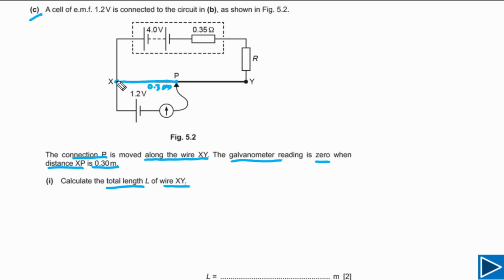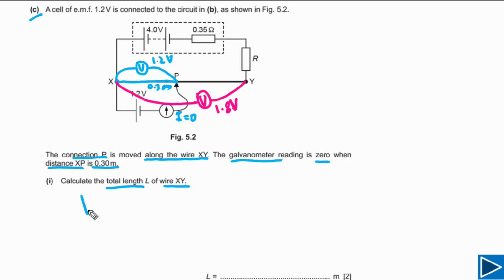If we connect voltmeter across XP, means between X and P, the reading on this voltmeter is equal to 1.20 volts because this galvanometer reading is equal to 0. So this is what question is telling us. What we need to do is we need to find the total length of wire XY. But in the previous part, we have already calculated the potential difference across XY. Means simply if we connect voltmeter between X and Y, the reading on this voltmeter is 1.8 volts. We have already calculated in the previous part.